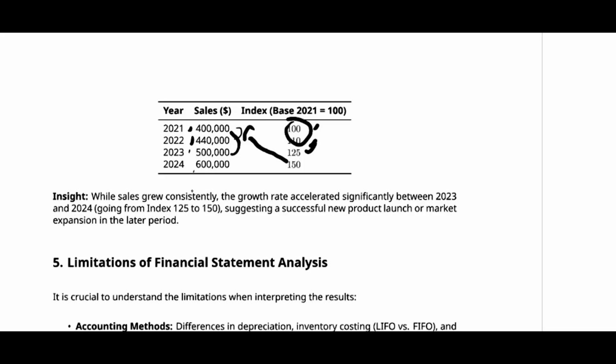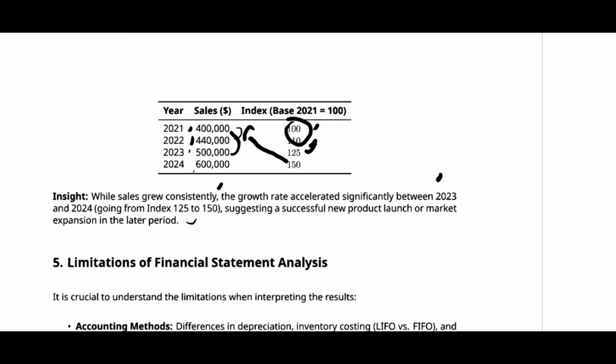So what we can interpret is that while the sales grow constantly, the growth rate accelerates significantly between 2023 and 2024, again suggesting a successful new project launch or a market expansion in the later period. So what we can interpret is that, when it comes to the previous year, the sales have grown rapidly. We can see this from this example.